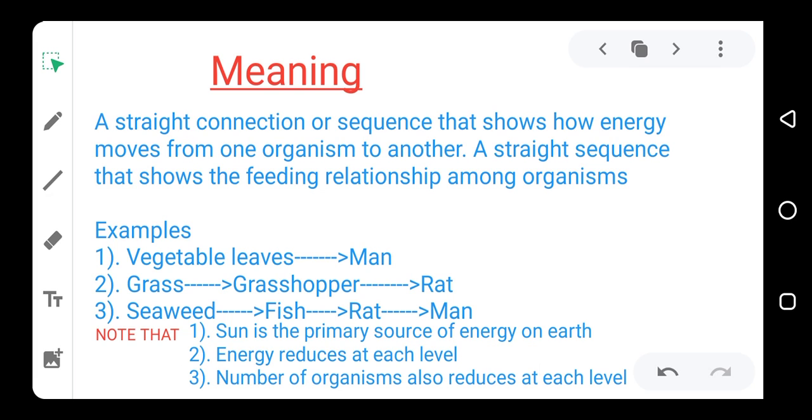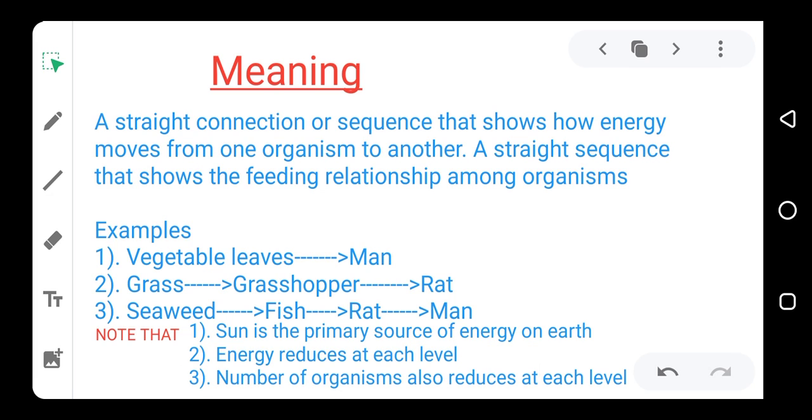Now, example, this food chain, it can involve only two organisms. It can involve more than two organisms. For instance, in this example one, when we buy vegetable in the market to use and cook our food, when we eat it, is a food chain. Energy from the vegetable has moved to our body. So, we have only two organisms or two things involved in this one, vegetable and man.